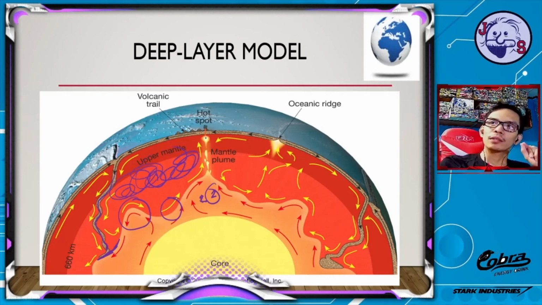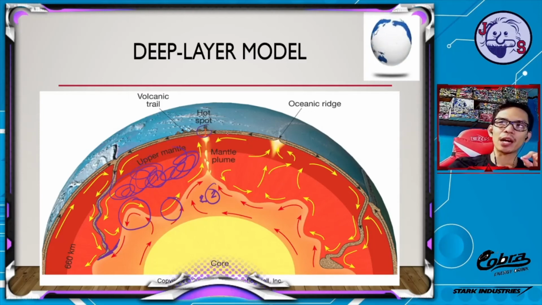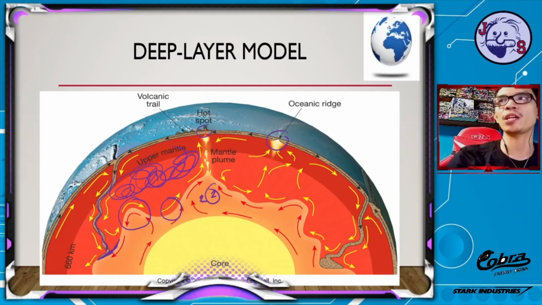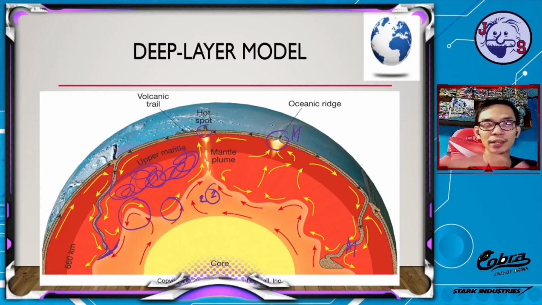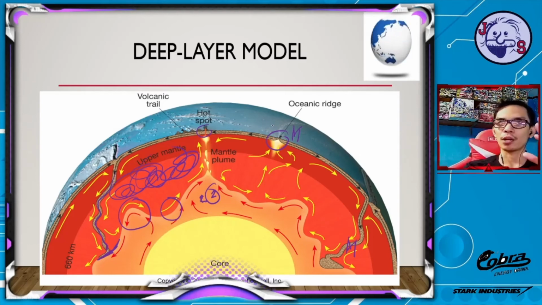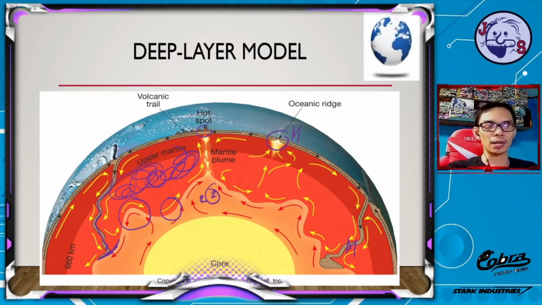But the idea of having chemically different material ejected from the hotspot will stay the same, because the material that goes out of the oceanic ridge will be the same material as the one that subducted into your mantle. So whatever materials you have right here is the same as the oceanic ridge. So it will not contradict that particular idea. That is the good thing about this deep layer model.